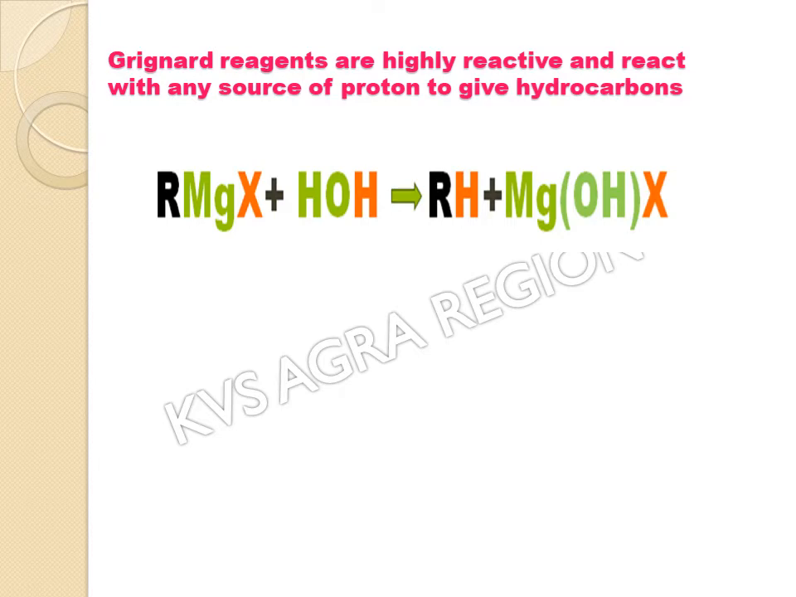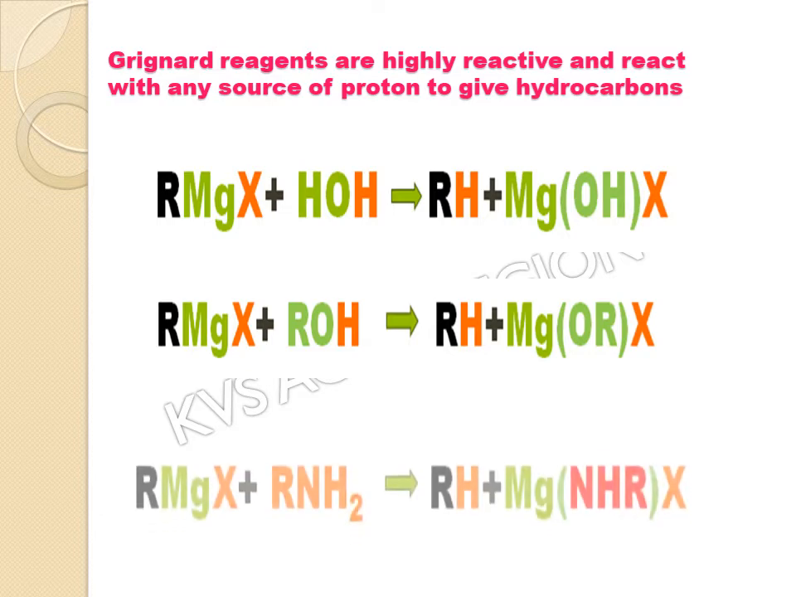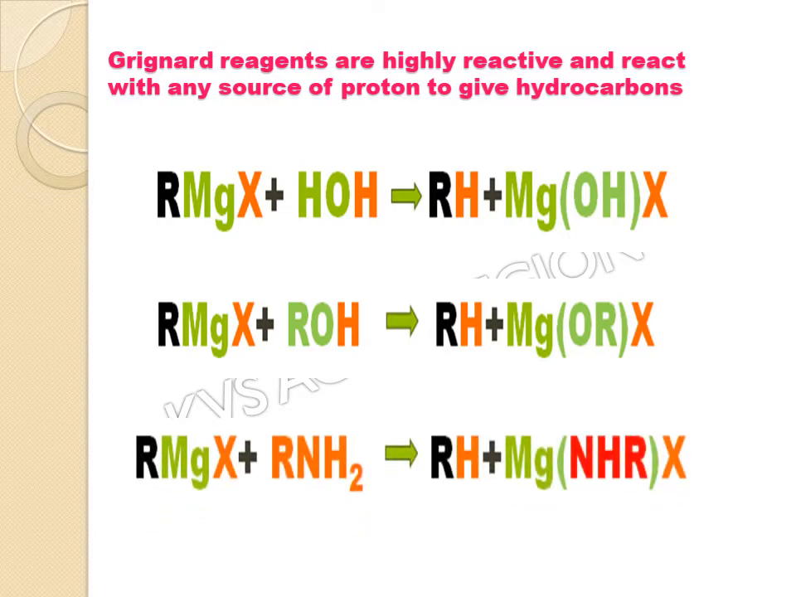Grignard reagent plus water will give alkane. Grignard reagent with alcohol will again give alkane. Grignard reagent with primary amine again will give alkane. So, in order to prepare pure Grignard reagent, the condition should be anhydrous. But of course, if we want to convert Grignard reagent into alkane, then any of these three methods we can add.